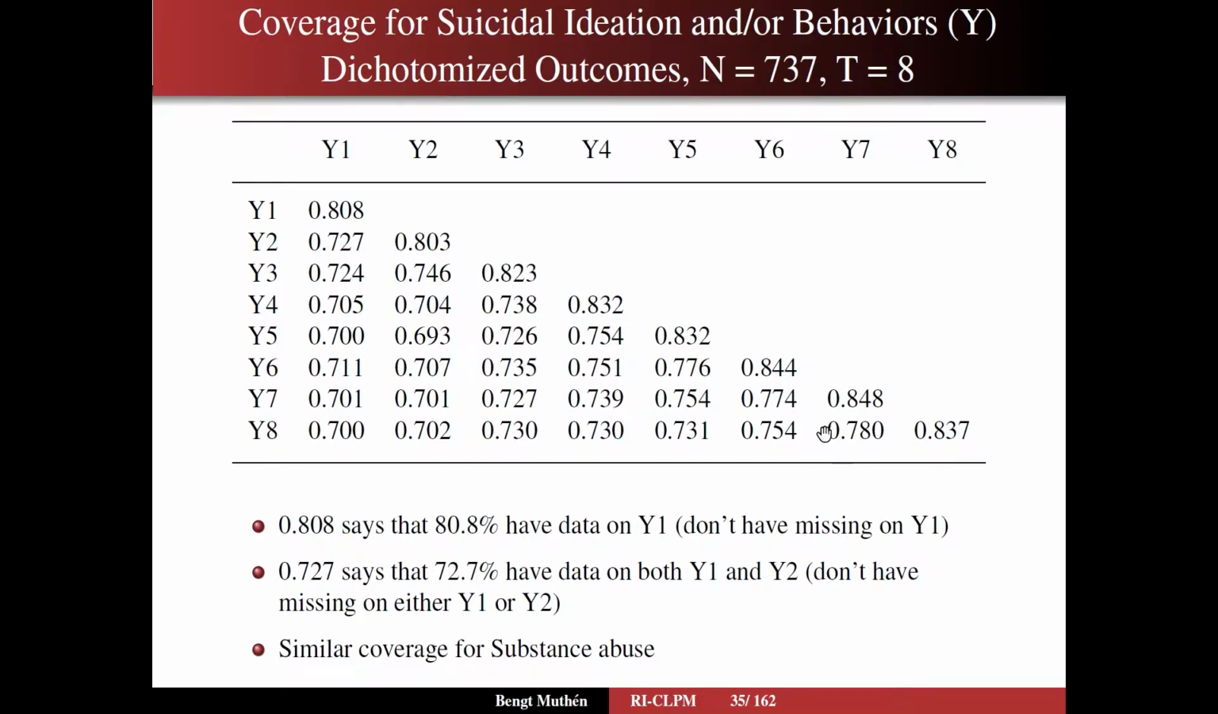Of course, of particular importance is the coverage for the lower diagonal here, where you look at relationships between the variable and itself at a previous time points. So we've already explained how to read coverage, and I also like to add that we have a similar coverage for the substance abuse variable.